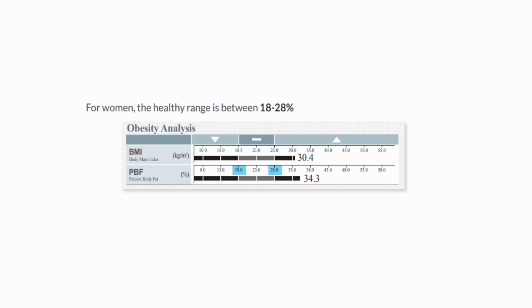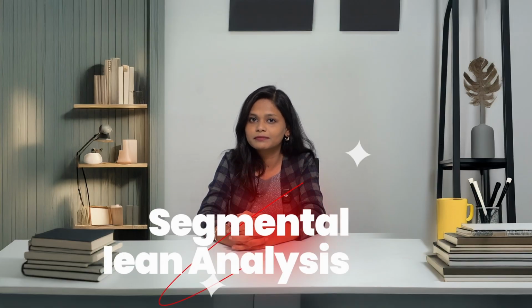Anybody who is exceeding this percent body fat is considered obese. That's why even if they have a normal BMI, they are obese. So we have to keep in mind that BMI is not a correct parameter to understand the health status, but percent body fat has to be considered.